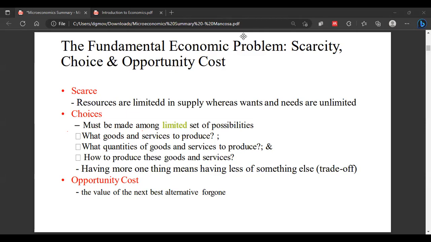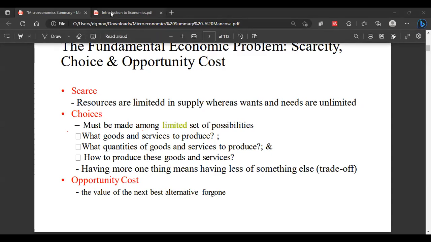And also, if you have an option to buy Coke and a pie, then if you buy Coke, the opportunity cost is the value that you would get from buying a pie. So it is the value of what else you could have chosen, but did not choose. Let me give you an example.